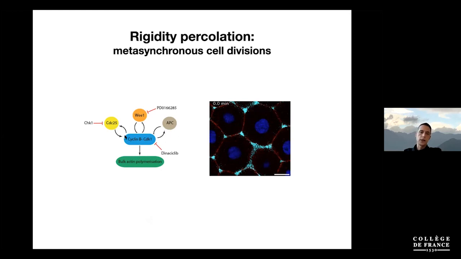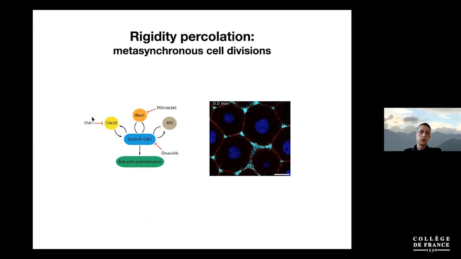And there are two loops which are important. One is a double positive feedback loop with CDC25. And another one is a double negative feedback loop with Wee1. And this allows us to manipulate this cell cycle, or disrupt the cell cycle oscillator, and thereby disrupt the synchrony of divisions of these cells.